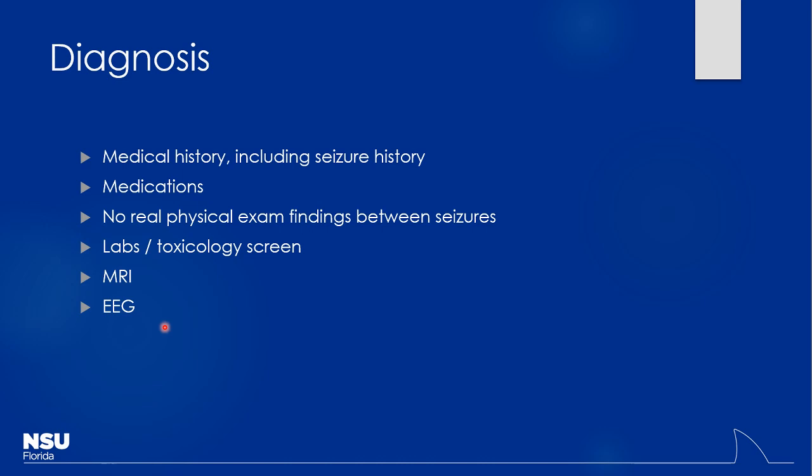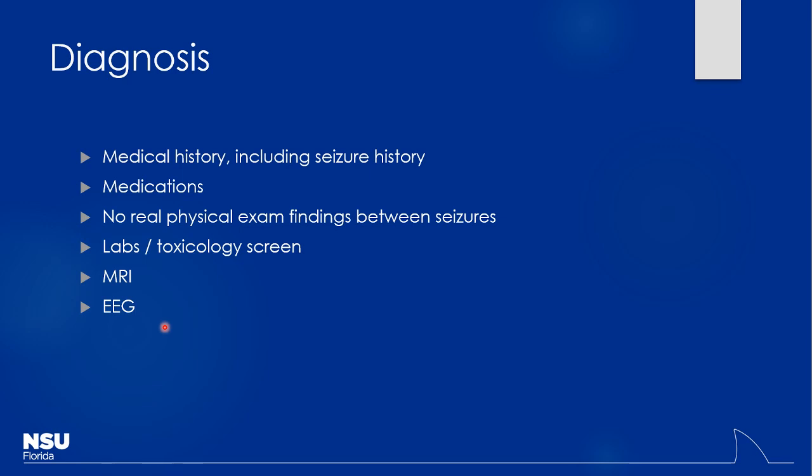List what medications they're on, right? Some of these medications may be causing seizures, or maybe withdrawal of certain medications may be causing seizures. You want to get a good, accurate history on that one. And of course, between seizures, you're not really going to find any real physical exam findings, right? Once they're out of that post-ictal state and they're back to their baseline mental status, you really shouldn't find much there. And that's why different laboratory testing and diagnostics can be really useful here.